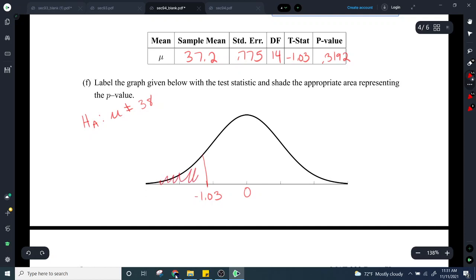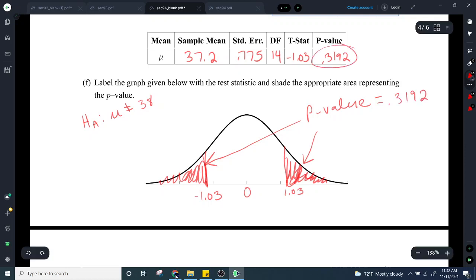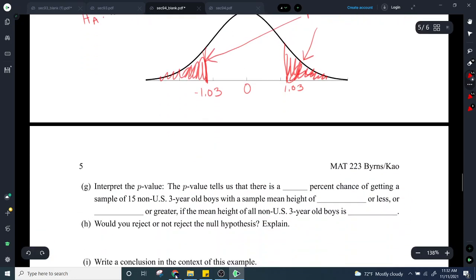So we're shading in this area here, but then we're also going to shade in 1.03, the same thing, symmetric on the other side. Pretend those are about the same. So remember, when you have a two-sided test, your p-value is the sum of both of these areas added together. So our p-value is that 0.3192 number that we got up here from StatCrunch. So what do you think?